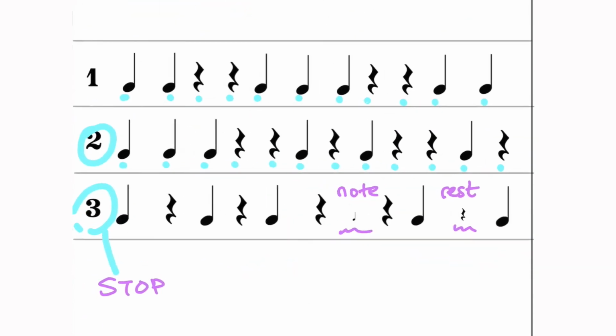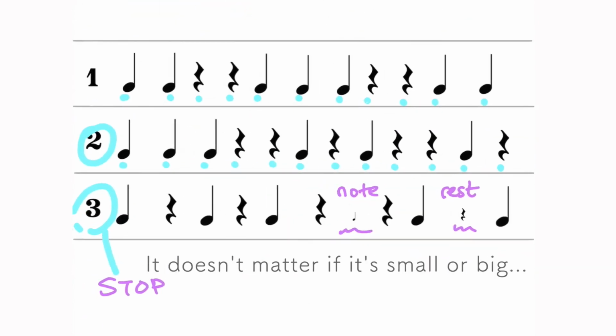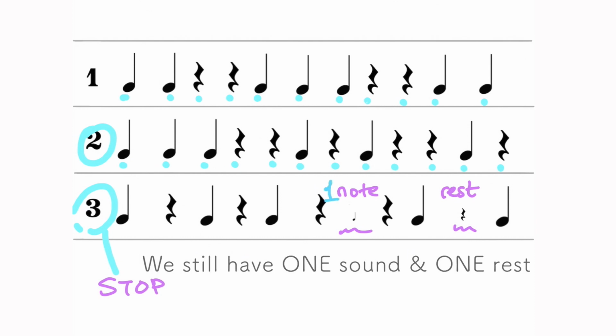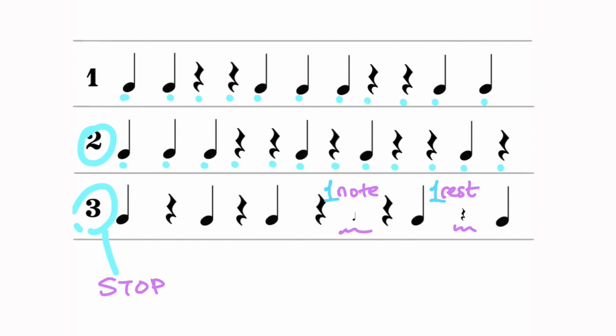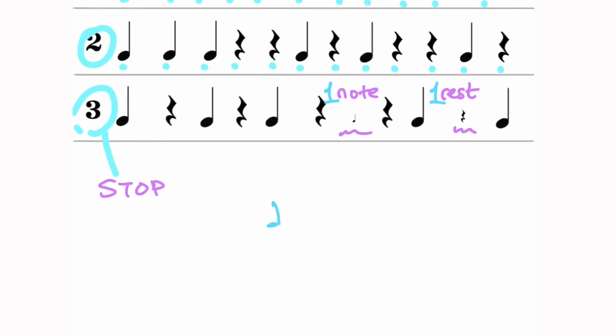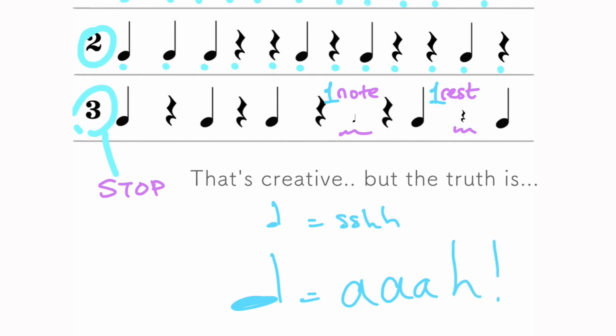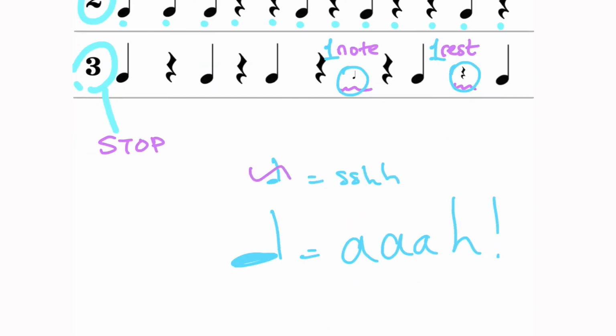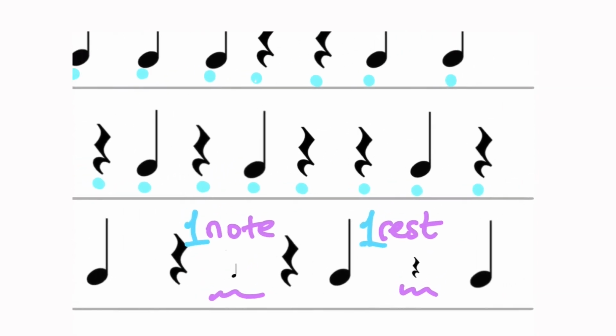The answer is, it's actually still the same. It doesn't matter if it's small or big. We still have one sound and one rest. Now, I do have some students saying, oh, the note is small, so we have to play quietly. Or, oh, the note is big, so we have to play loud. Honestly, that's pretty creative. But anyway, the truth is, it's not. In this case, we still have one sound and one rest.